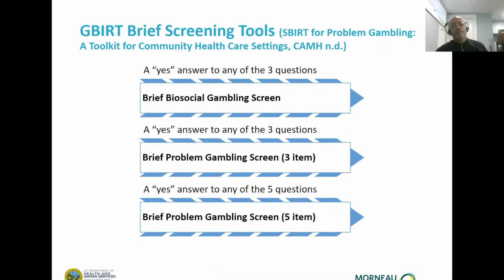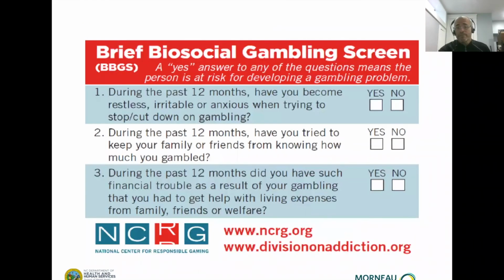So what screens are we going to, well, the one we're going to talk about today is the brief biosocial gambling screen. 3 questions. During the past 12 months, have you become restless, irritable, or anxious when trying to stop or cut down gambling? During the past 12 months, have you tried to keep your family or friends from knowing how much you gambled? During the past 12 months, have you had such financial trouble as a result of your gambling that you had to get help with living expenses from family, friends, or welfare?